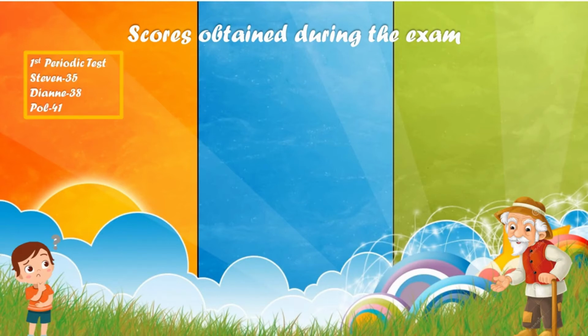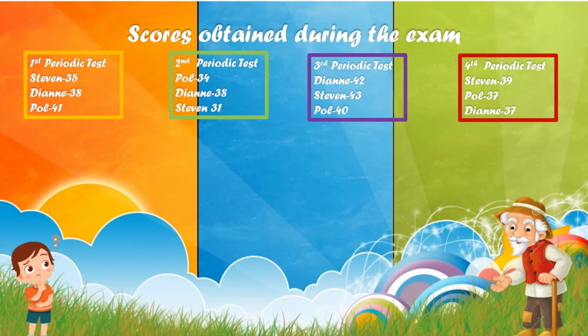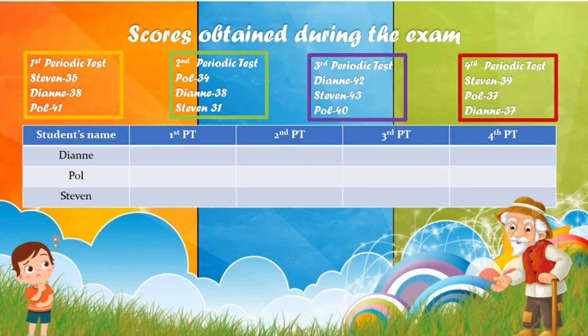The first periodic test, second periodic test, third periodic test, and fourth periodic test. It is the scores of my friends, Steven, Diane, and Paul. We have to organize it in a tabular form. Here is the table. We have the name of the students, their scores in first periodic test, second periodic test, third periodic test, and fourth periodic test. Let us see if you done it right.